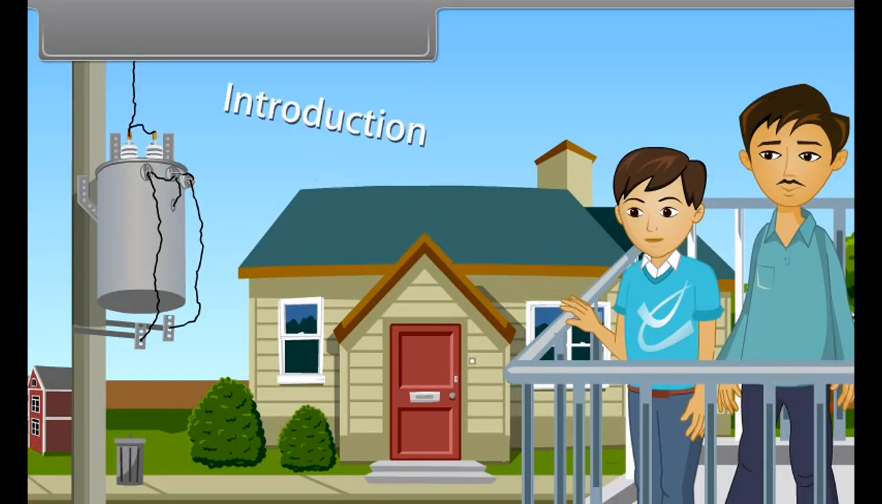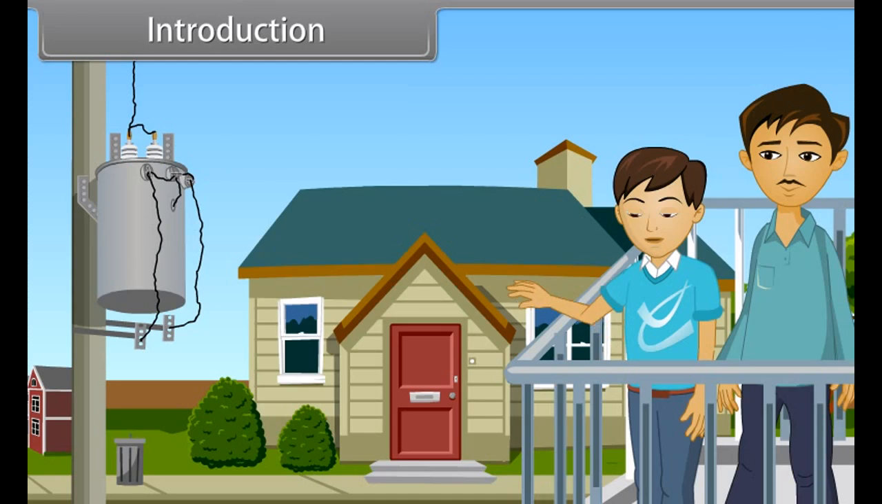Introduction. Mohan and his father are standing in the balcony. They are taking the fresh air in early morning. Mohan watching something towards roadside curiously. Father, what is that grey color box type mounted on the electricity pole?